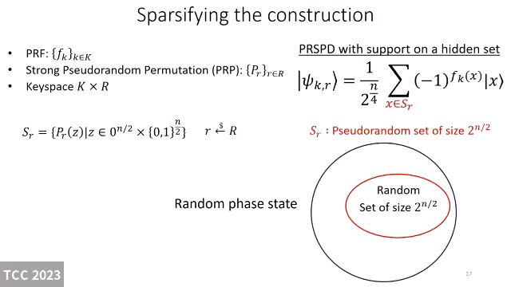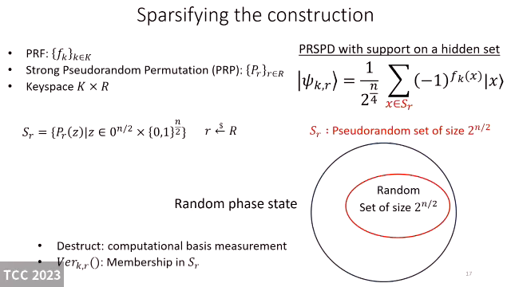Just to remark, we need the strong PRP in order to construct the superposition because we also need access to the inverse permutation. And now the destruct algorithm is simply measuring it in the computational basis, and verification is just checking membership in this pseudo-random set S_R. All right.